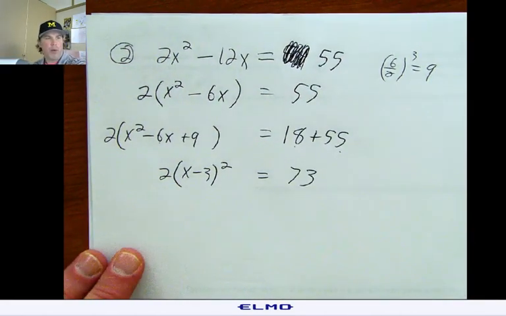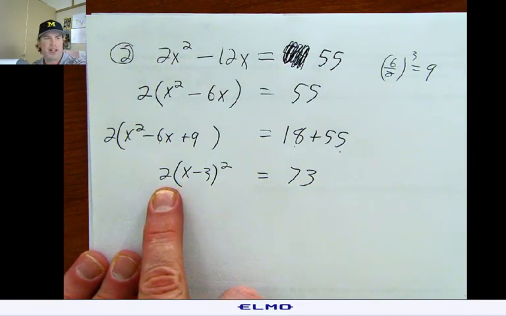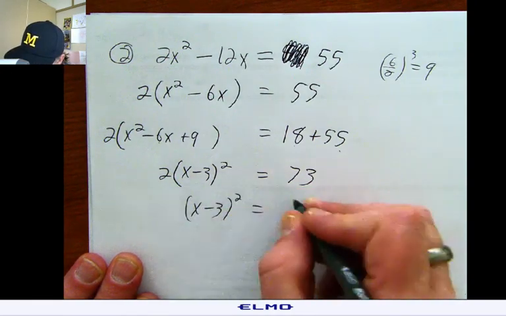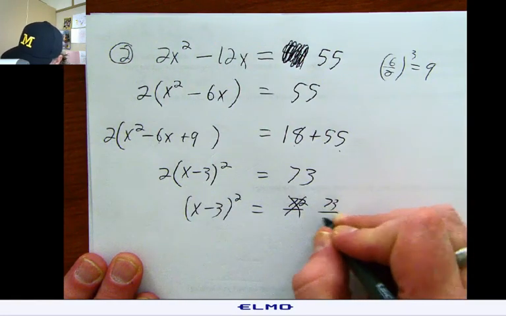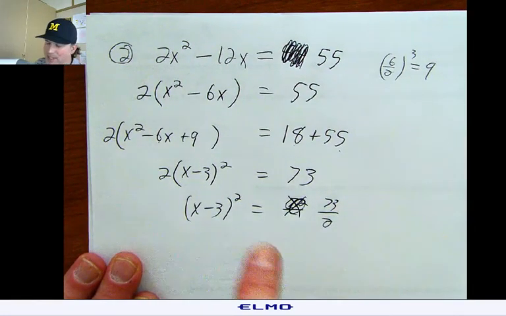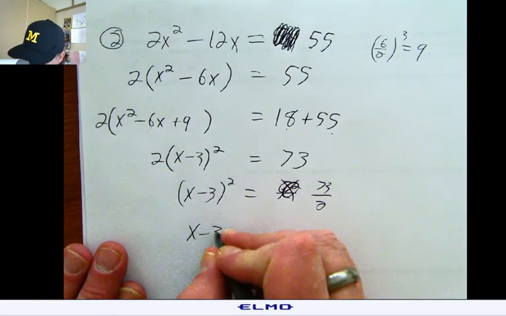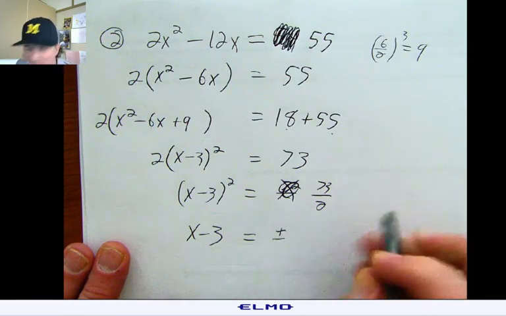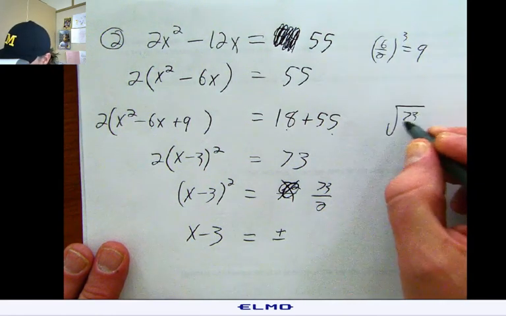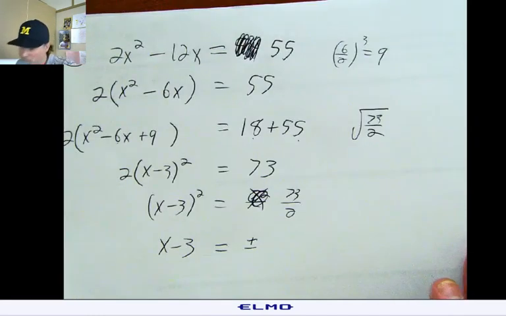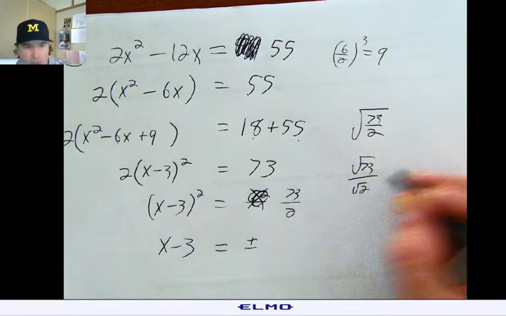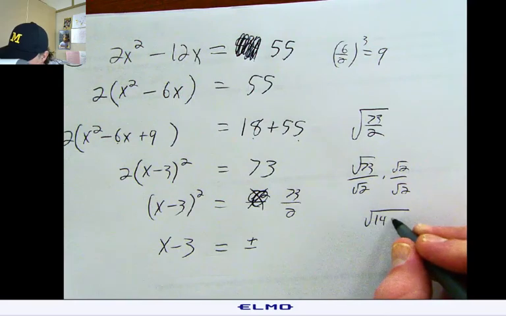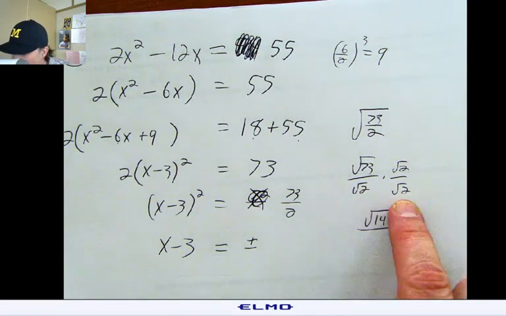Now my next step, I want to square root, but as you recall, we cannot square root while this 2 is here. So I'm going to divide both sides by 2. So x minus 3 quantity squared equals 73 halves. And now that I've isolated the thing that's squared, I can square root both sides. So it becomes x minus 3 equals plus or minus square root of 73 over 2. I need to do a little side work here. Square root of 73 over 2 becomes square root 73 over the square root of 2. You multiply this by root 2 over root 2, and you end up with square root 146 all over square root of 2 times square root of 2, which is 2.